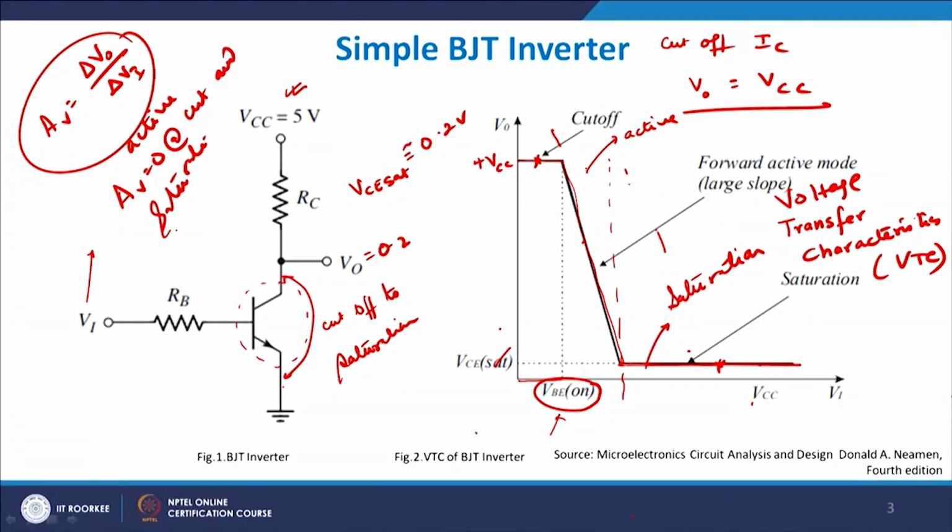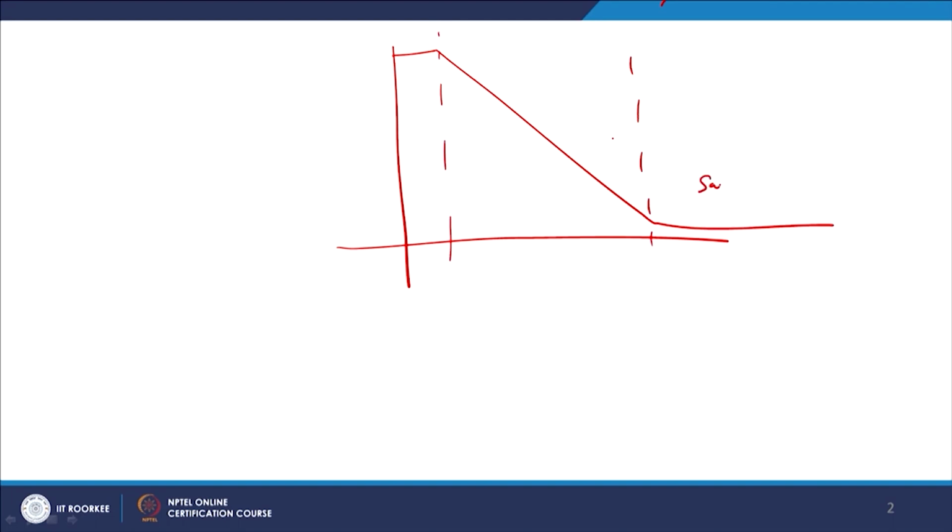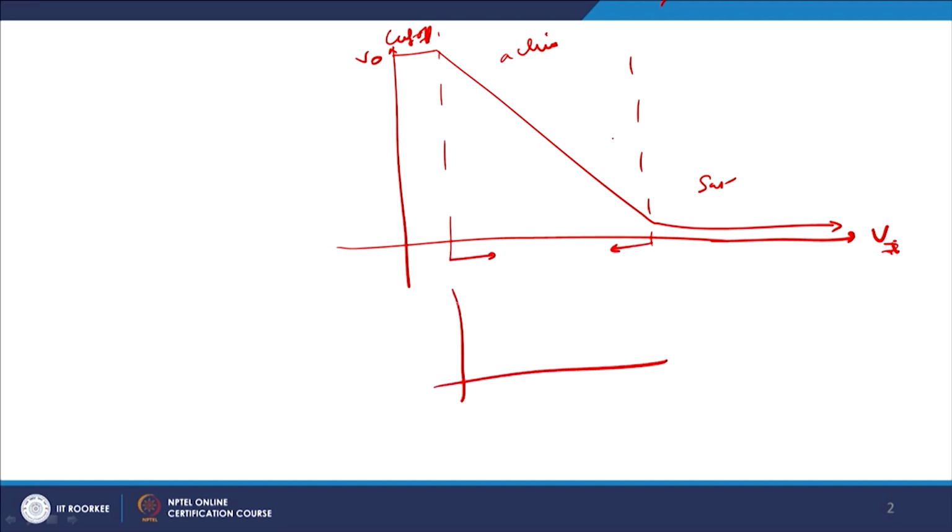So as you can see here, if I want to make my transistor work in the active region, then try to make the active region as large as possible. This is my active region, this is my saturation, and this is cutoff, and this is VO versus VI. Now if you want to reduce the active region, you need to bring these 2 points close to each other, which means something like this. So your active region has drastically reduced here.